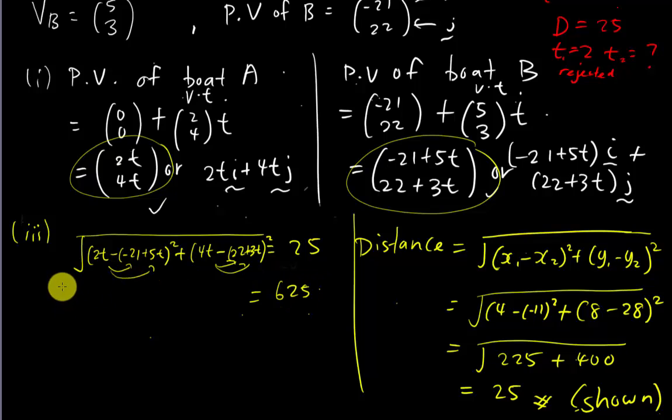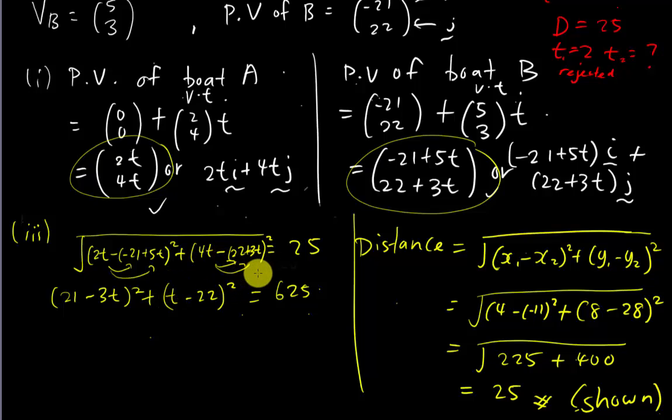This one basically will be 2t plus 5t, so I should write 7. Sorry, it's not plus, it will be minus. 2t minus 5t is negative 3t. This one is positive 21. So I say 21 minus 3t, squared. This one I will do the same. This is 4t minus 3t, so I get left with t here, minus 22, squared.